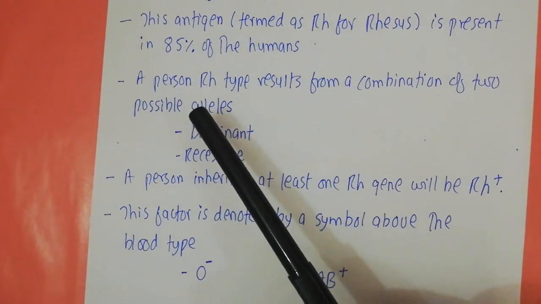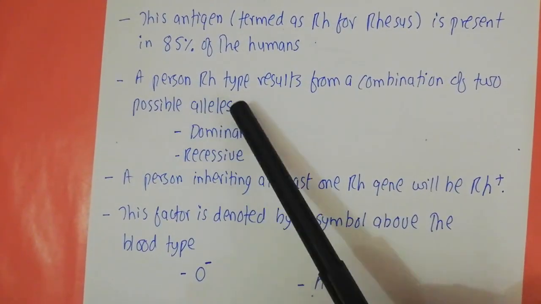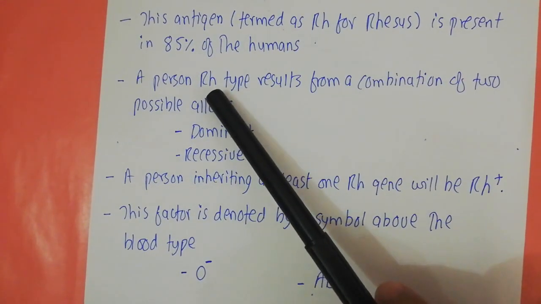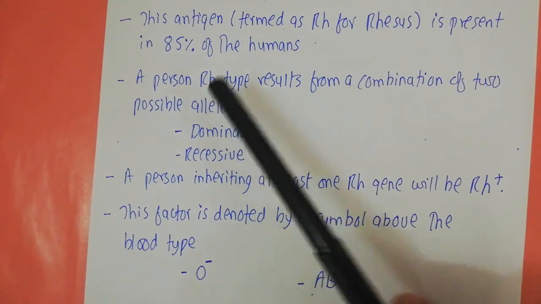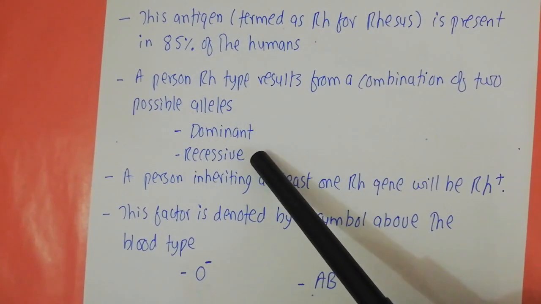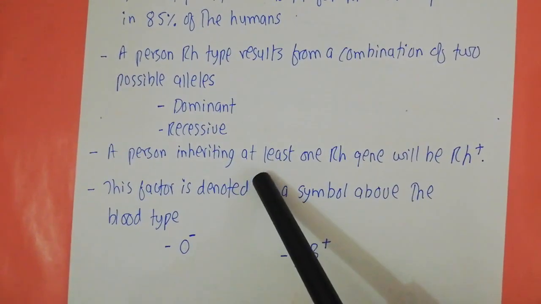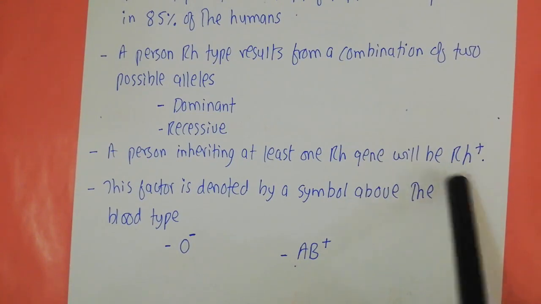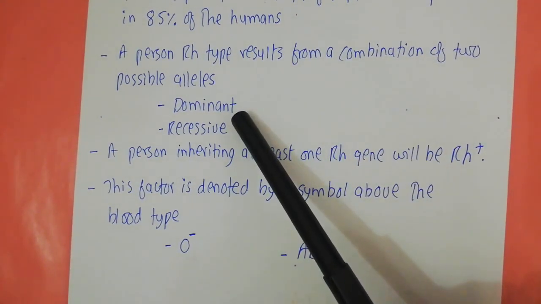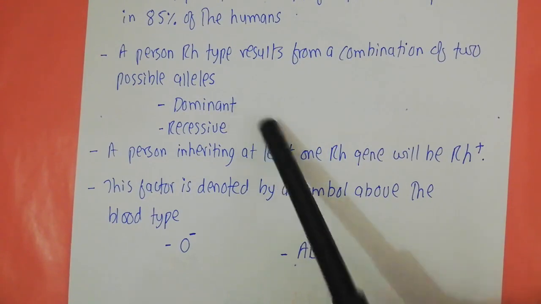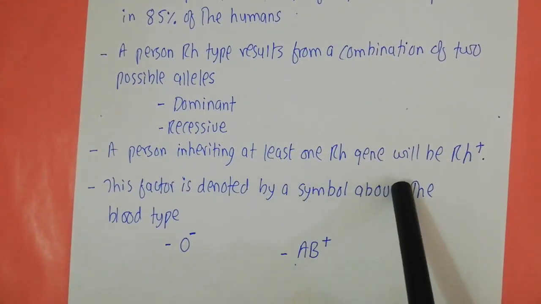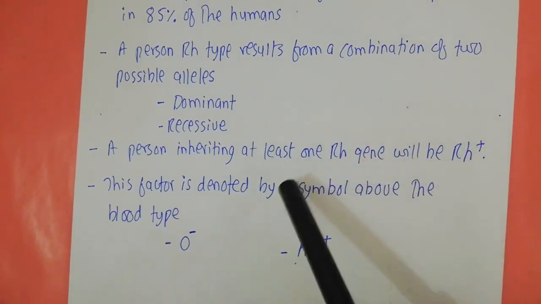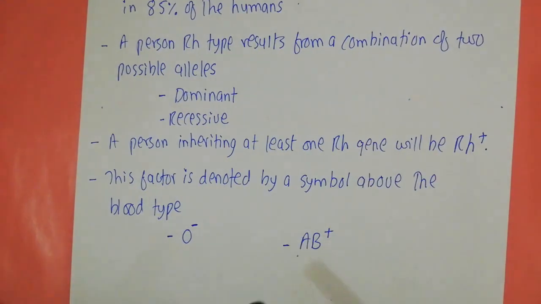Now, a person's Rh type results from a combination of two possible alleles. The gene for this Rh antigen has two alleles, one dominant and the other recessive. A person inheriting at least one of the genes will be Rh positive. This means that the dominant allele expresses itself in the homozygous as well as in the heterozygous condition, because inheriting at least one Rh gene makes the person positive, meaning Rh positive is dominant over Rh negative.